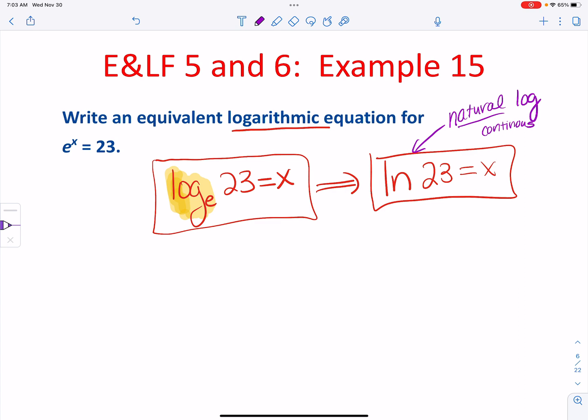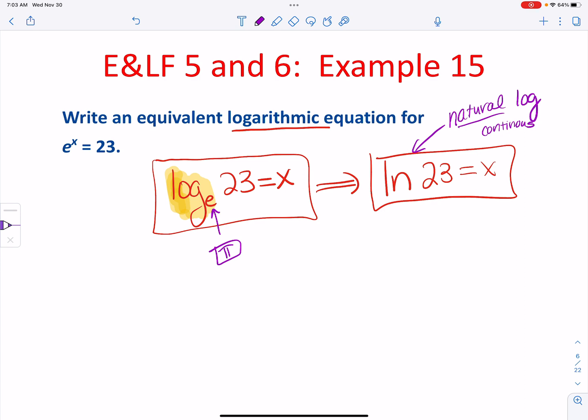When you hit it on your calculator, you can use the log button and then use the e in the pi button. There's an e in there. So you can do the log base e and then 23, and you're going to get an answer. And you can also hit the ln of 23 and get an answer. So what I want you to do is do one of those two things right now.